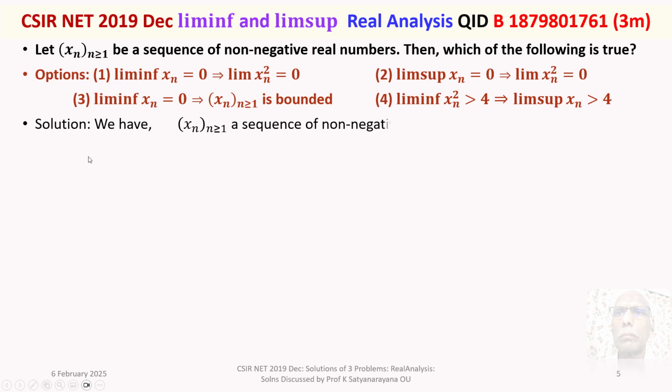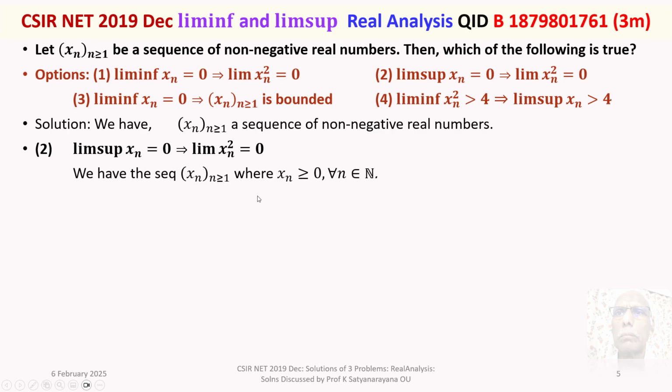Let's now discuss the solution of the problem in detail. We have Xn, a sequence of non-negative real numbers. Let's take option 2. Limit superior of Xn is equal to 0. We have to show this implies limit of Xn square is equal to 0. We have the sequence Xn where Xn is greater than or equal to 0 for all n belonging to N. We are given limit superior of Xn is equal to 0.